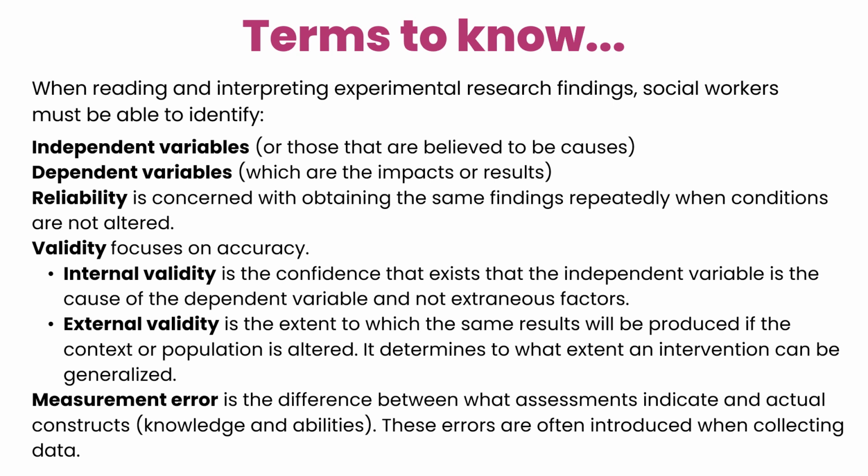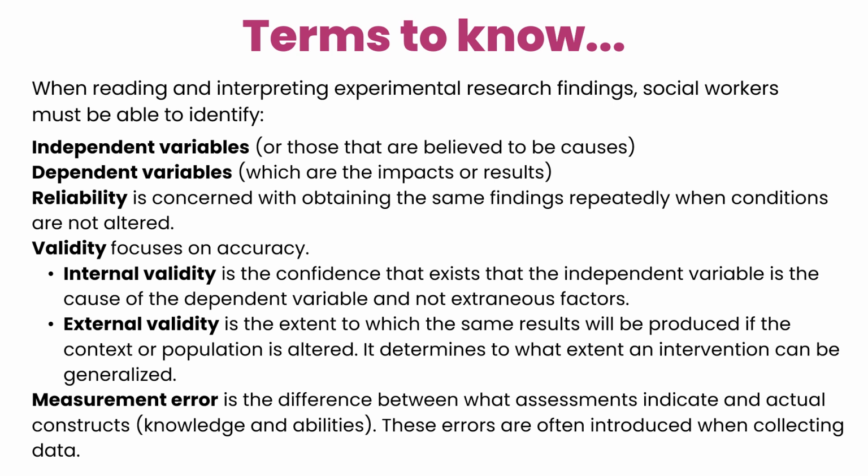So, internal validity is the confidence that exists that the independent variable is the cause of the dependent variable, okay, and not any extra factors, okay. So, it is thinking internally that the independent variable is causing the dependent variable, okay. And so, all that means is what you believe, what the research is believing to be the cause, is what's causing the impact, or what's giving you the results that you're giving when you are researching a certain program, or even a certain behavior or anything like that.